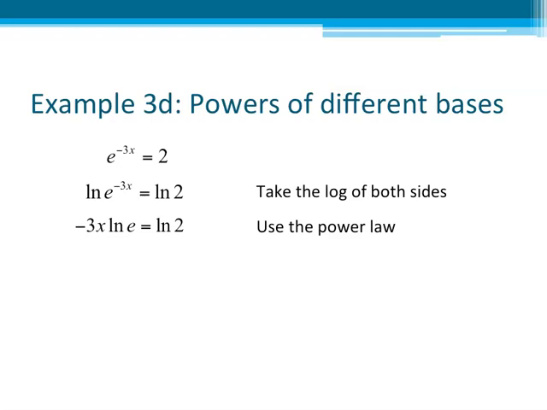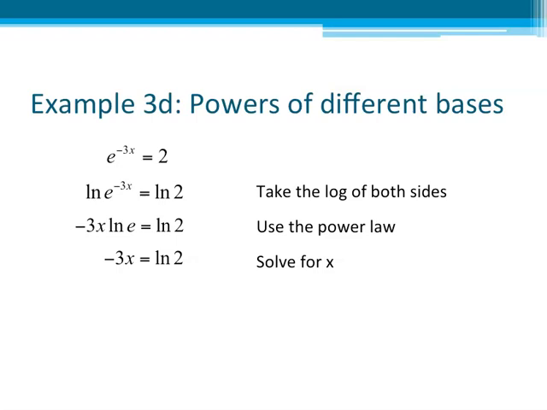Now, there is something we can simplify here before we start solving for x. Remember, ln of e is equal to what? Well, e to what power gives you e? E to the first power gives you e. So ln of e can be simplified to 1. That means this is just simply negative 3x equals ln of 2.